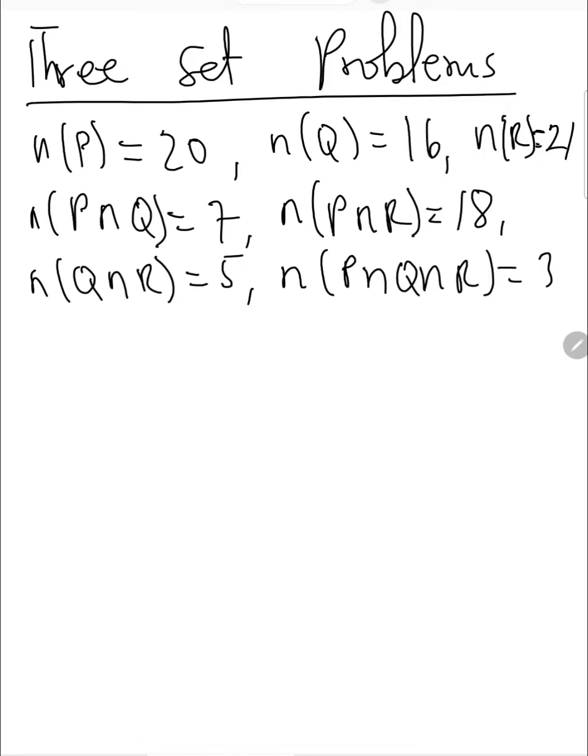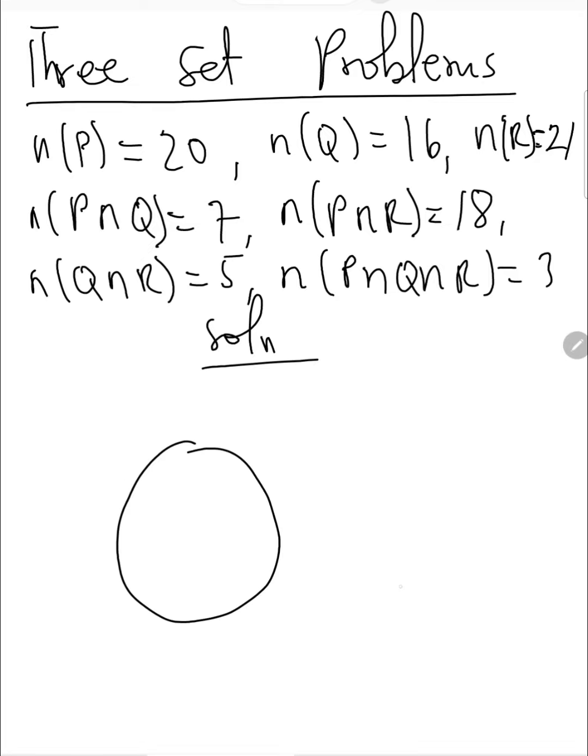A. We are to represent this information on a Venn diagram. Okay. So to represent this information on a Venn diagram, it is as how we were doing the 2 set problem. But here we are going to deal with what? 3 circles or 3 sets at the same time.